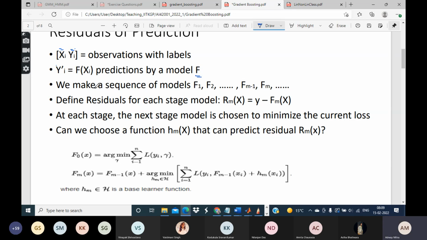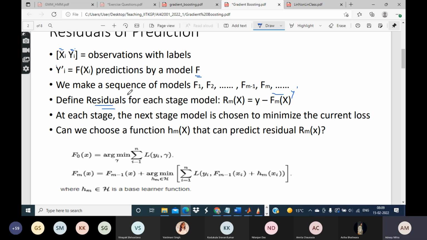Now let us define what is called the residual. The residual is basically the difference between the actual y minus the predicted y, which you can call y prime. The simple difference, I am calling it the residual.